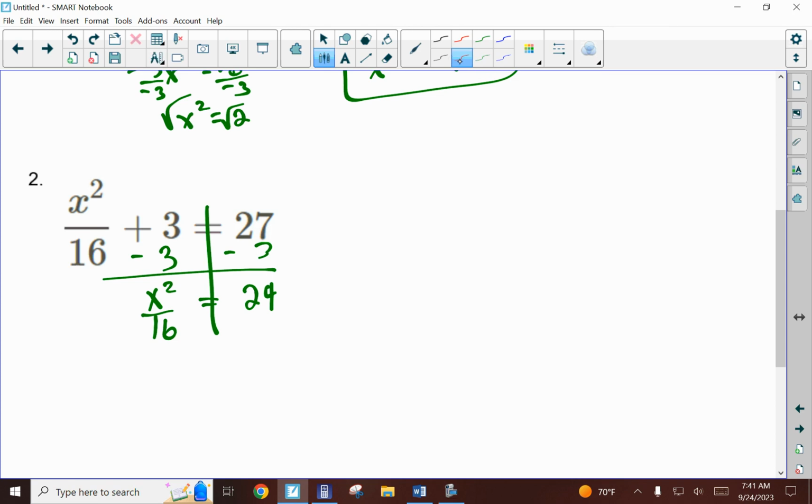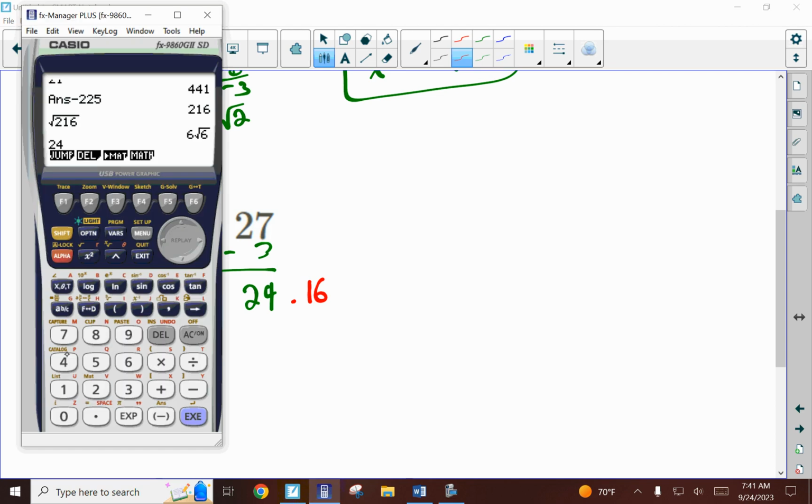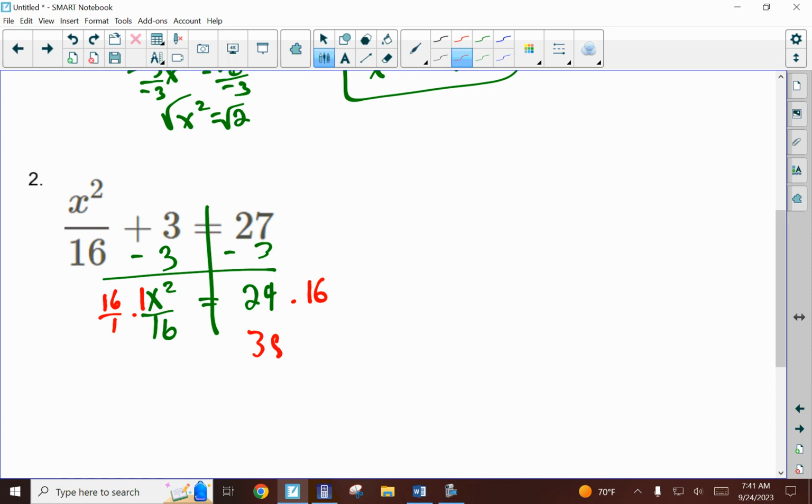So when we have a fraction, we want to multiply by the reciprocal. And technically there's a 1 here. So I'm going to multiply both sides by 16 over 1. And again, if you have a 1 at the bottom, you don't have to really write it. So you just have to multiply by 16. So I'm going to take 24, multiply that by 16. And it's 384. So I'm left with x squared.